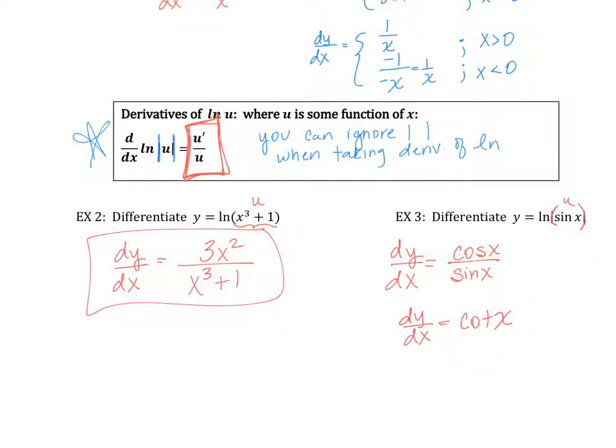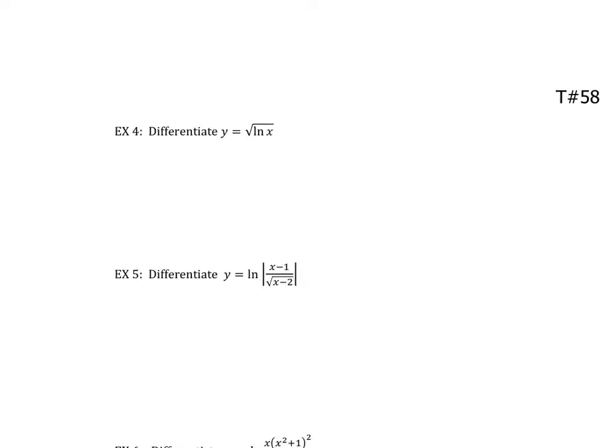Now let's do the next one. Obviously it gets a little harder, but we're going to be smart about it. It says differentiate this thing. Now be careful when you rewrite this. I want everybody to rewrite what you think y equals is. That's the natural log of x to the 1/2 power.